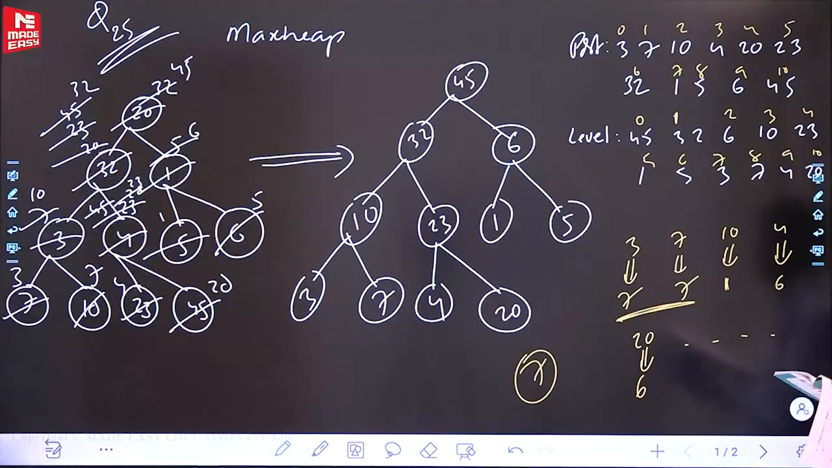Create max heap to that array. How to create? You can insert one by one. You can do build heap also. But the thing he is saying is you have to insert one by one. Means order is important here.